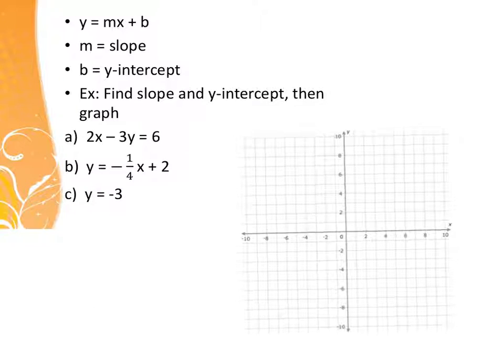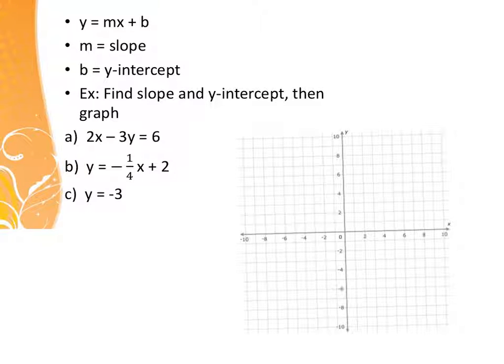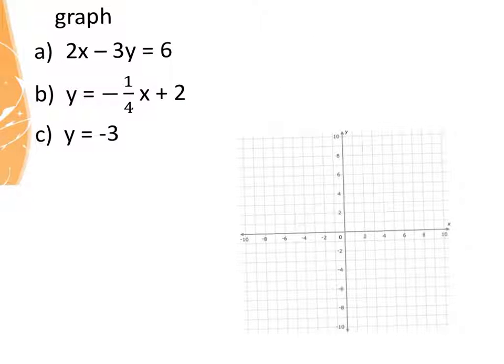So the first thing you want to do is get it into slope-intercept format. So I'm going to take A, I'm going to solve it for y. I'm going to get negative 3y equals negative 2x plus 6. And then divide everything by negative 3. Careful with your signs. And I get y equals 2/3 x minus 2.